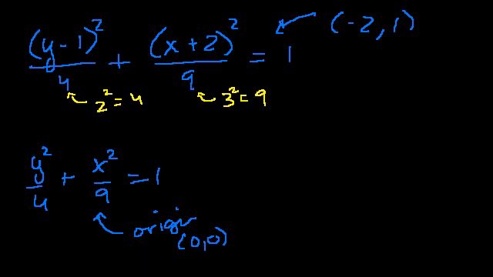Actually, let me draw the axes first. That's my vertical axis. This is my x-axis. And so my center is now at minus 2, 1. So 1, 2, that's minus 2, and I go up 1. That's the center of my ellipse.